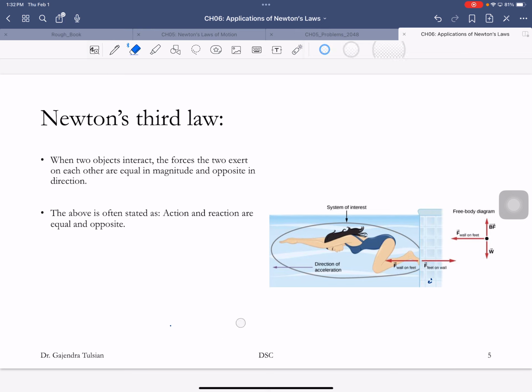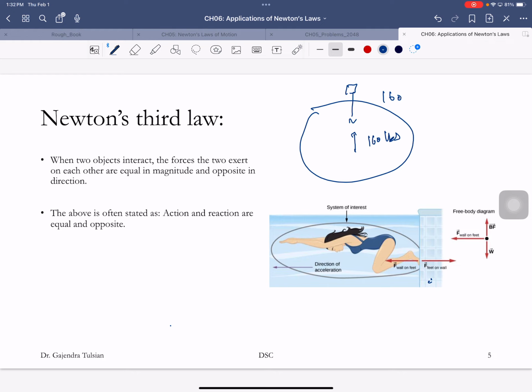So for instance, let's say the earth is pulling me down with a force of 160 pounds. And I'm pulling the earth with a force of 160 pounds. Okay.